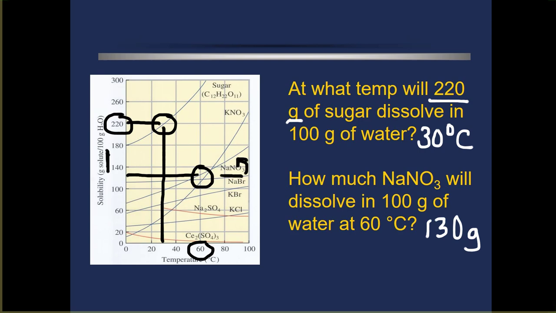So you need to be able to read these charts given the temperature, figuring out how many grams will dissolve, or if you're given how many grams will dissolve, read the temperature. And so you just read where that solubility curve or that line, that saturated solution line, that's what you're trying to line up.